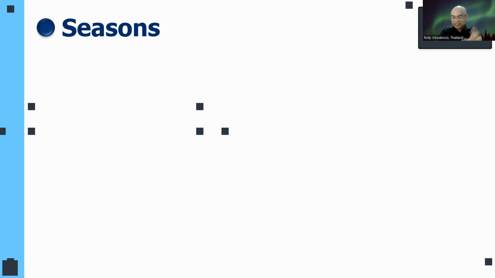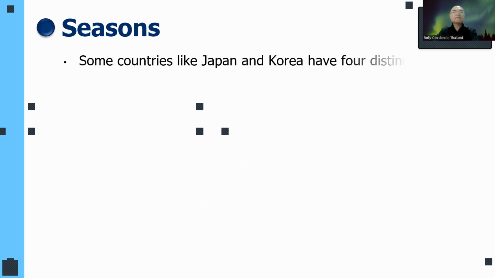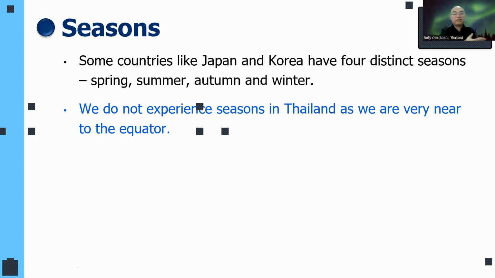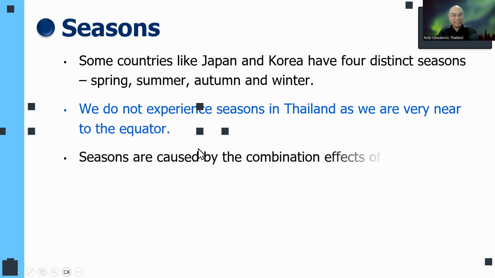Now let us understand seasons. Some countries like Japan and Korea have four distinct seasons: spring, summer, autumn and winter. Do you have that in Thailand? Since I am now in Thailand and I'm trying to make you understand what this means, we do not experience seasons in Thailand as we are very near to the equator.